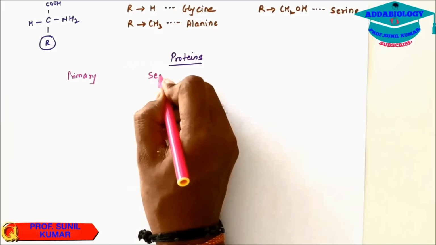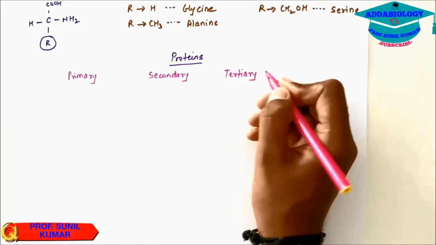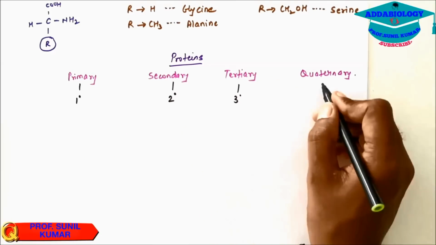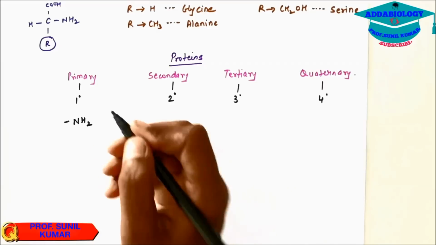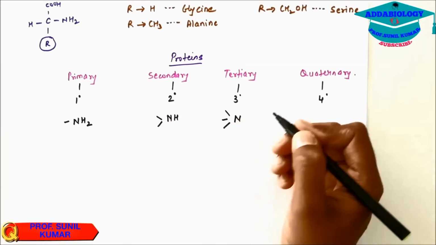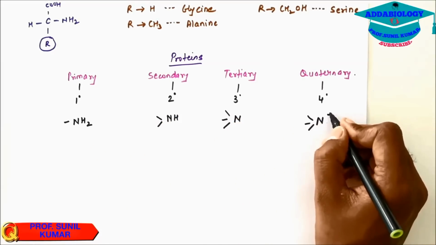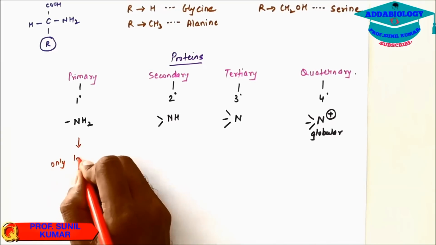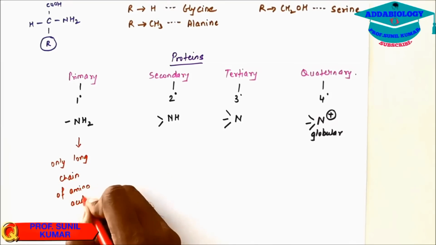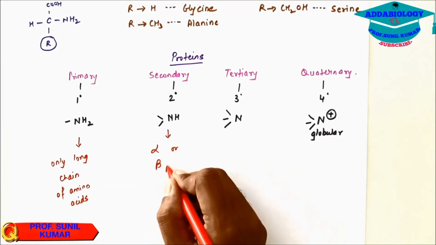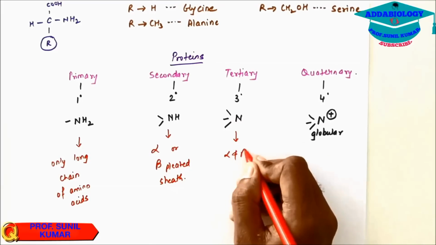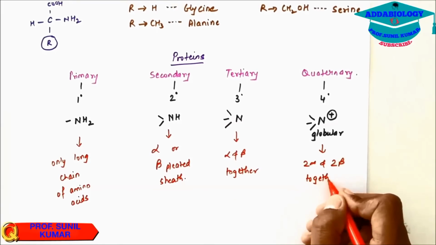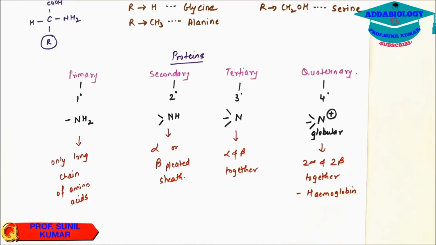When we talk about proteins, they are primary, secondary, tertiary, and quaternary. When we talk about primary protein, it's one. Now we need to understand with respect to function. Primary will be having NH2, secondary NH, tertiary is N, and we have globular protein. For primary protein, they have only a long chain of amino acids, and for secondary protein, they have alpha or beta pleated sheets. Tertiary proteins, alpha and beta are held together, but for tertiary it is 3D. Quaternary, it is 2 alpha and 2 beta held together.